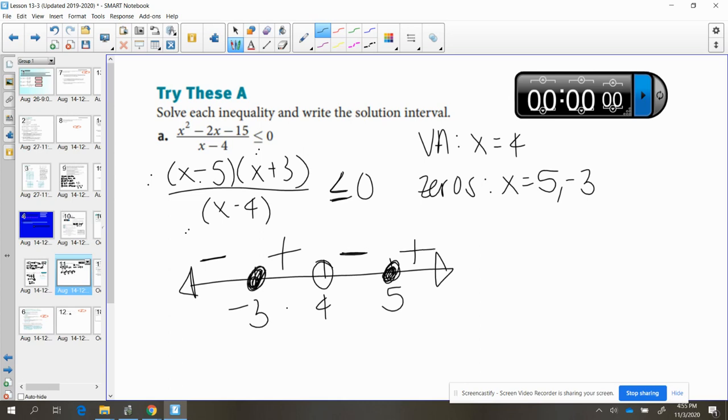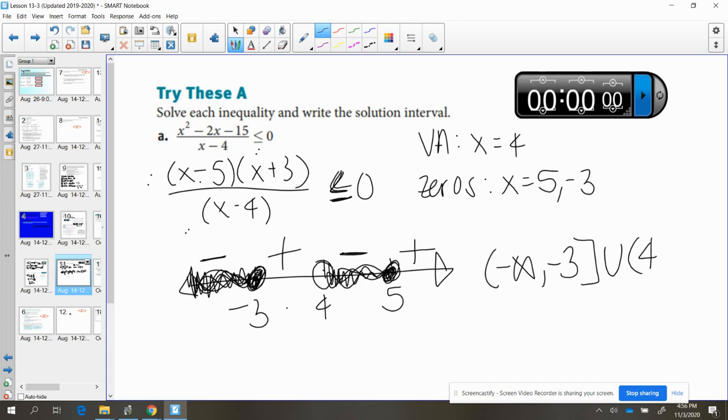Okay. So what we see is where these values are less than or equal to 0 would be where we have the negative signs, where our y values end up being negative. So these two intervals here, which would be from negative infinity until negative 3, bracket, because this was included, or from our vertical asymptote 4 to 5, notice the use of parenthesis here and then bracket here because it was not included and then included.